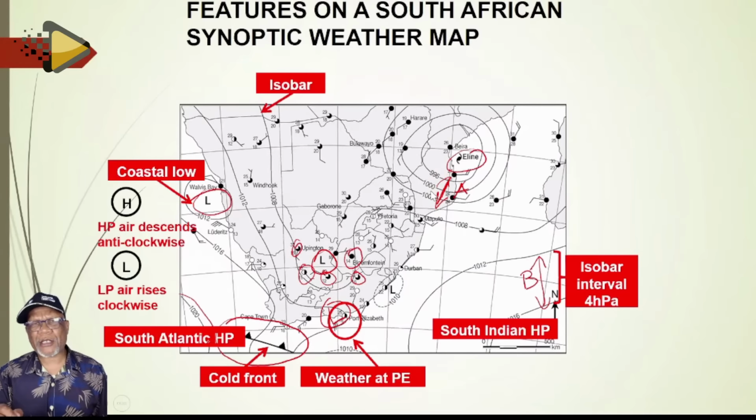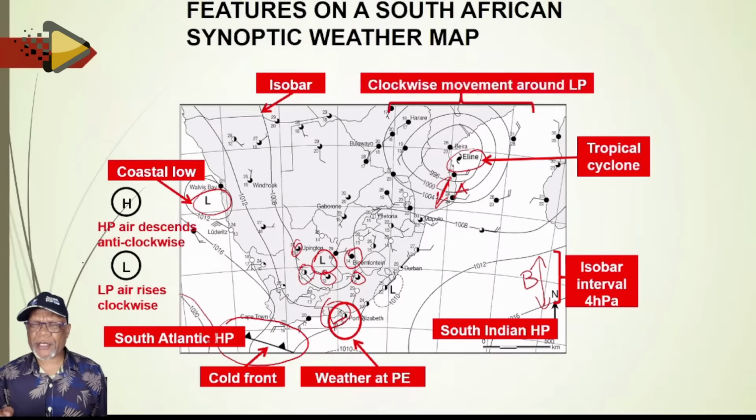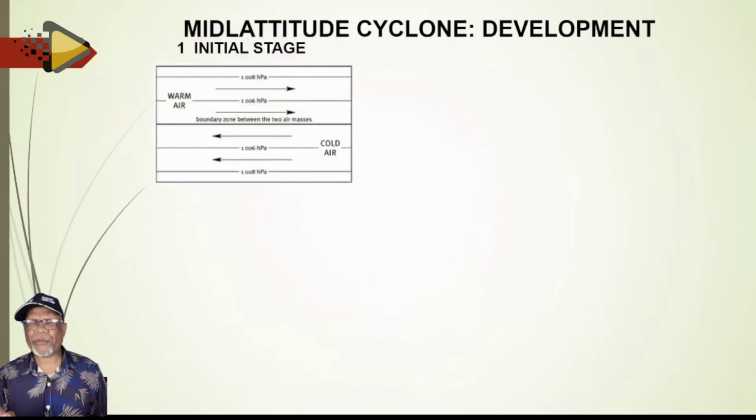What is pressure gradient, by the way? It is the difference between high pressure and low pressure, or high pressure minus low pressure is equal to pressure gradient. Then you have your tropical cyclone there, as I indicated, and the air circulation. The air circulation is clockwise, or the air movement within the system. We call it the air movement within the system, or we call it the circulation. It is clockwise there. Now, let's look at the mid-latitude cyclone.